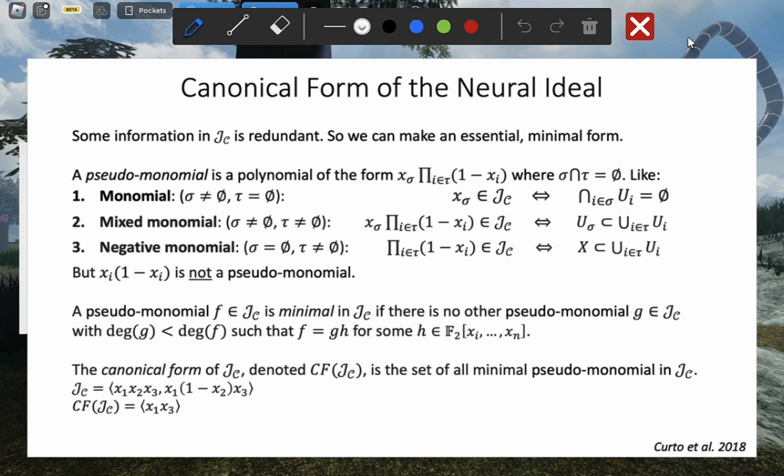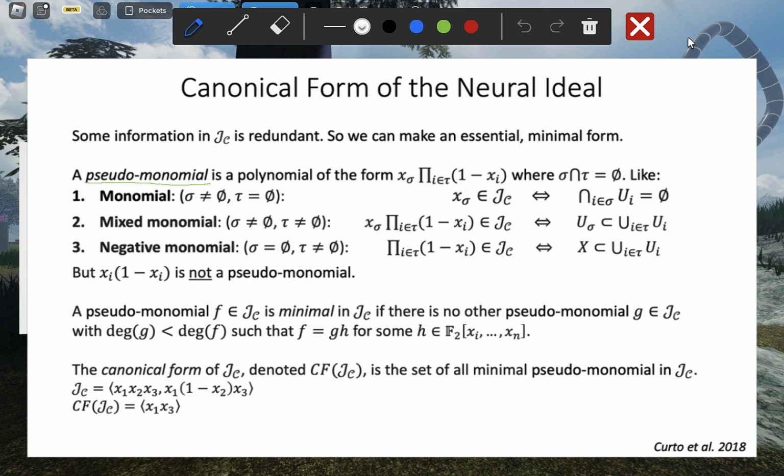So once you have a neural ideal, you'll notice that you have way too many polynomials, right? There'll be a lot of redundant polynomials that just tell you the same thing as some other polynomial does. Before we notice which are the essential ones, which could give us all the information that we want to know about monomials or mixed monomials, like I talked about before, we can first identify something called pseudo-monomials.